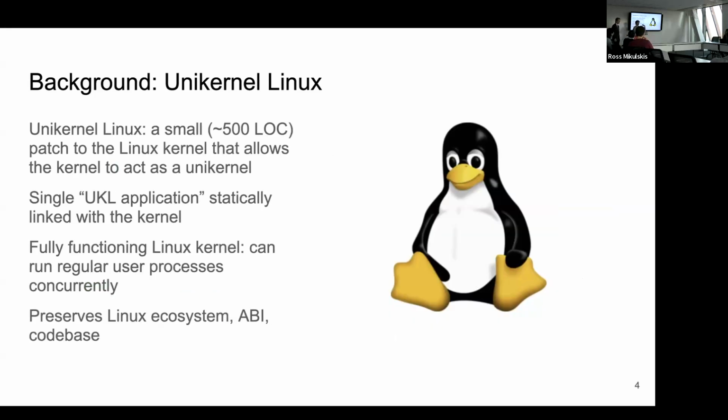Yeah, so along comes Unikernel Linux. We thought, well, if people don't want to bring their applications to the unikernel, why not bring the unikernel to them? This is a small, about 500 lines of code patch to the Linux kernel that allows you to achieve those unikernel-like optimizations where you select a single UKL application, as we will call it, to link with the kernel statically. This creates a, by and large, fully functioning Linux kernel. You can still run regular user processes concurrently. You still preserve the entire Linux ecosystem, its ABI, and importantly, the entire Linux code base.